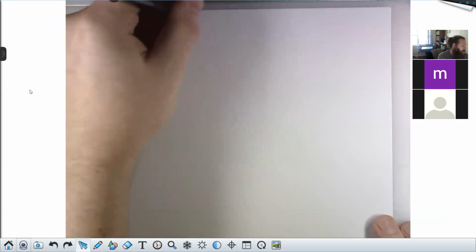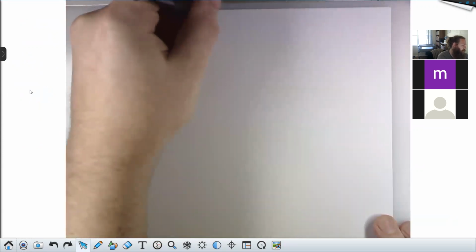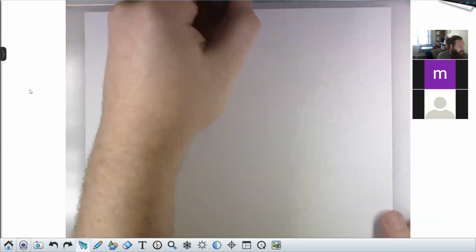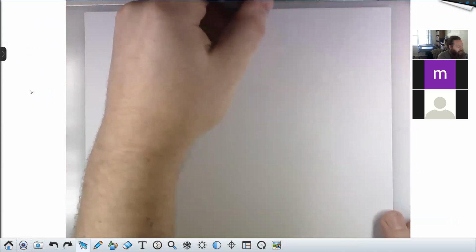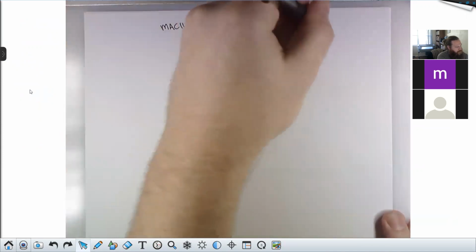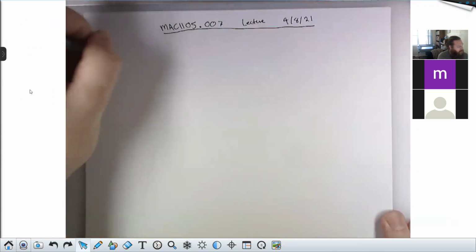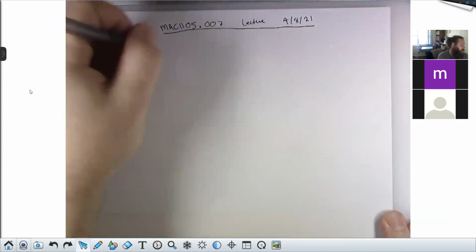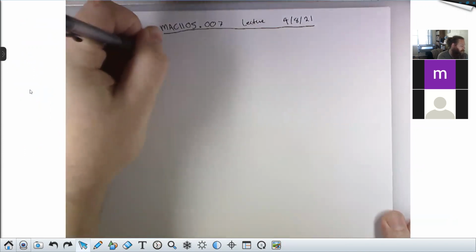So this is MAC1105, College Algebra. This is section 007. This is a lecture, and today is the 8th of April, 2021. Today, talk more about logarithms.